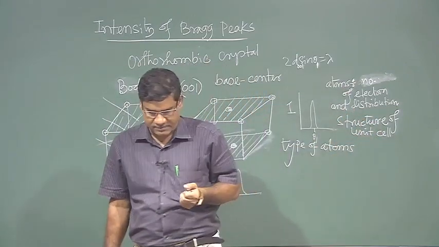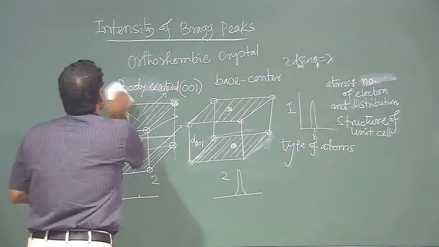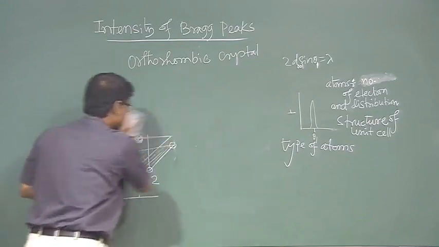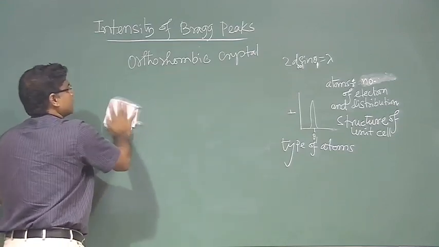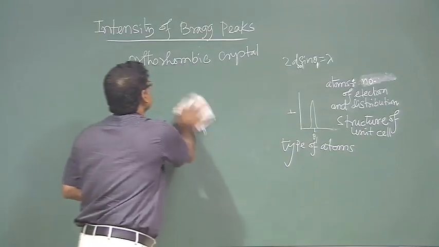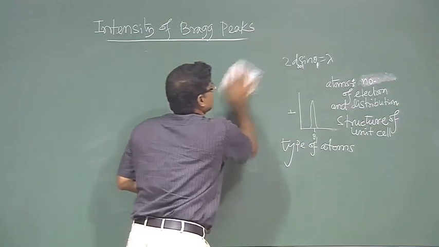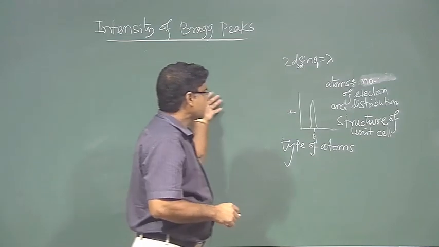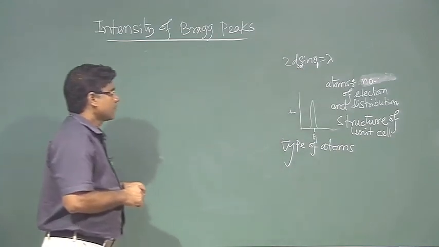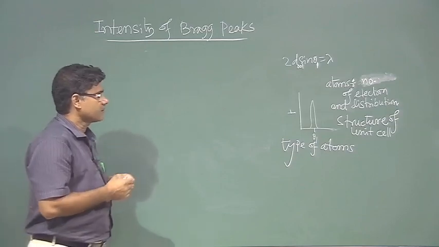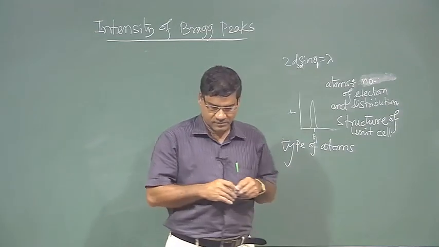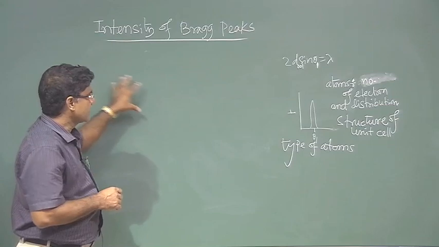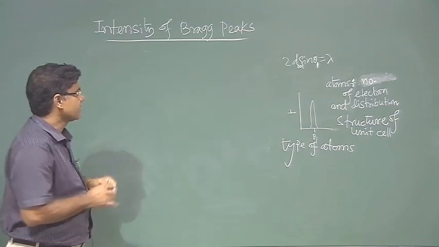To understand that, we have to discuss slightly from the root how X-rays are diffracted from materials. So, materials have a particular structure, and their electrons are distributed in atoms, and these atoms are sitting in the unit cell, or in the lattice, or in the material.